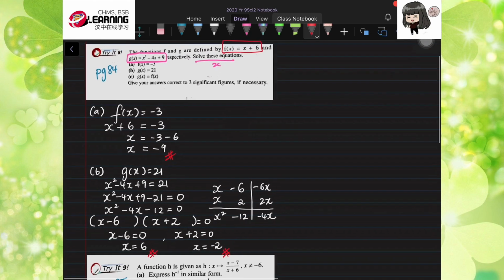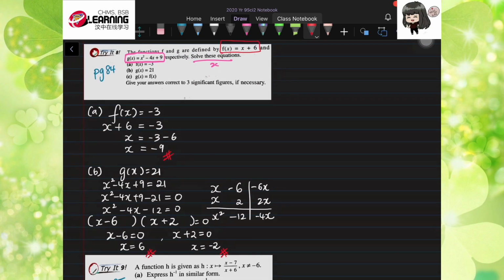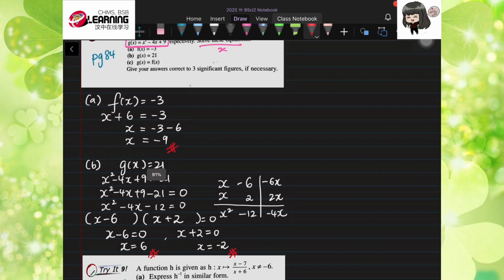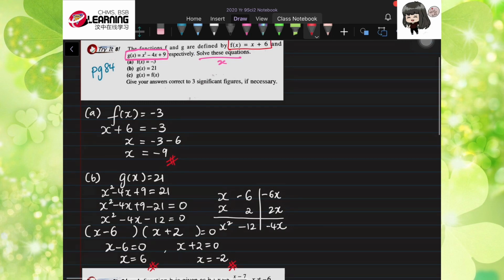So what if we cannot factorize? You can always use the quadratic formula, because the question here did say to give your answers correct to 3 significant figures if necessary. Let's look at part C.